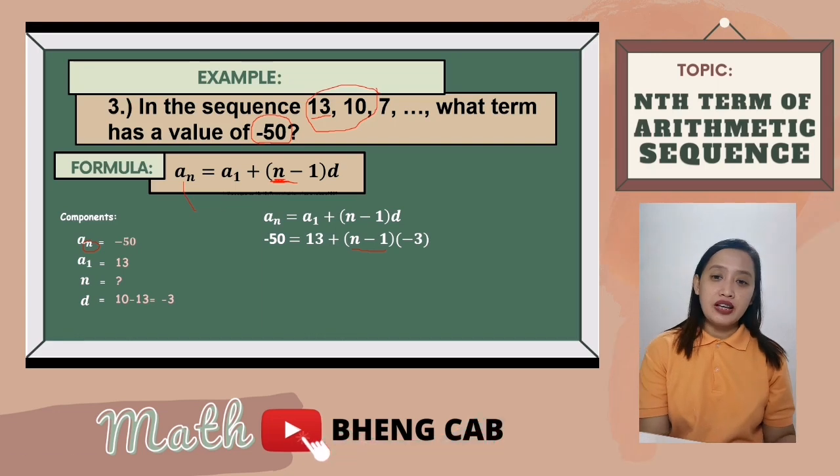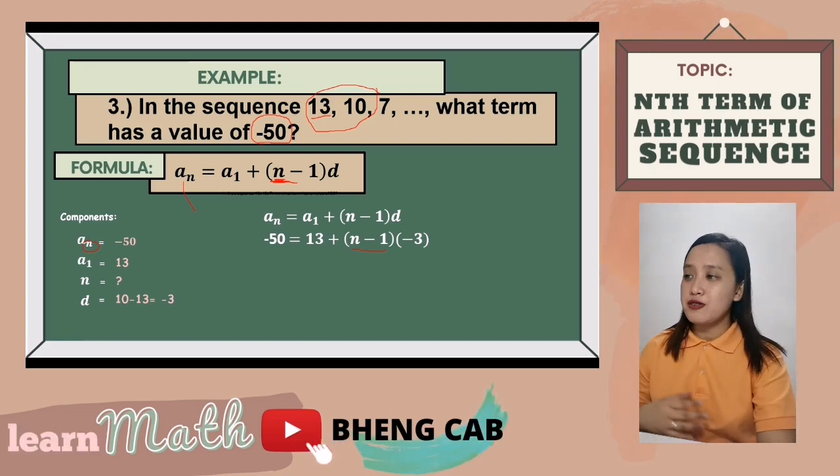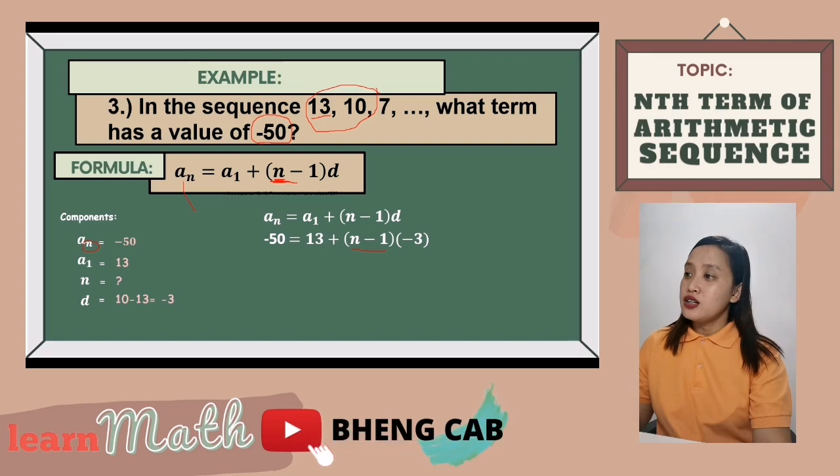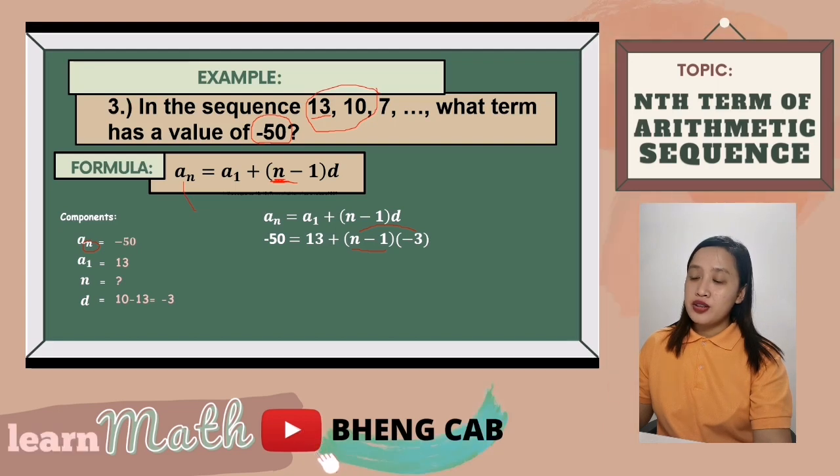Hindi natin sila pwedeng ipag-combine or simplify. So, let it be that way. So, paano na magiging paraan natin kung hindi natin pwedeng i-simplify yung meron tayo sa parentheses? You can actually use the distributive property, whereas we distribute negative 3 to both n and negative 1.